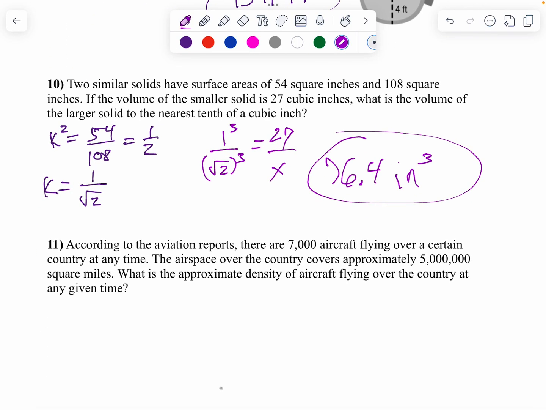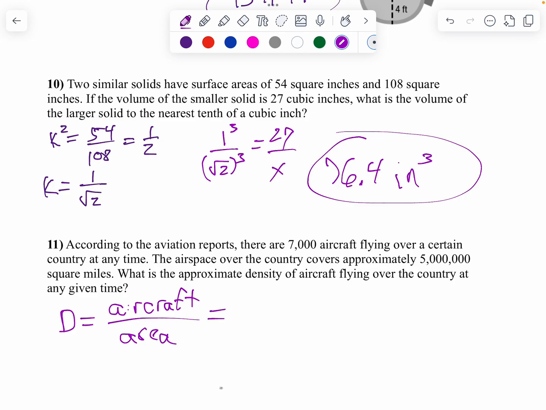Now on question number 11. According to aviation reports, there are 7,000 aircraft flying over a certain country at any time. The airspace is covered by approximately 5 million square miles. What's the density? Well, we know density is the number of items. In this case, it would be aircraft, won't it? Divided by my area.